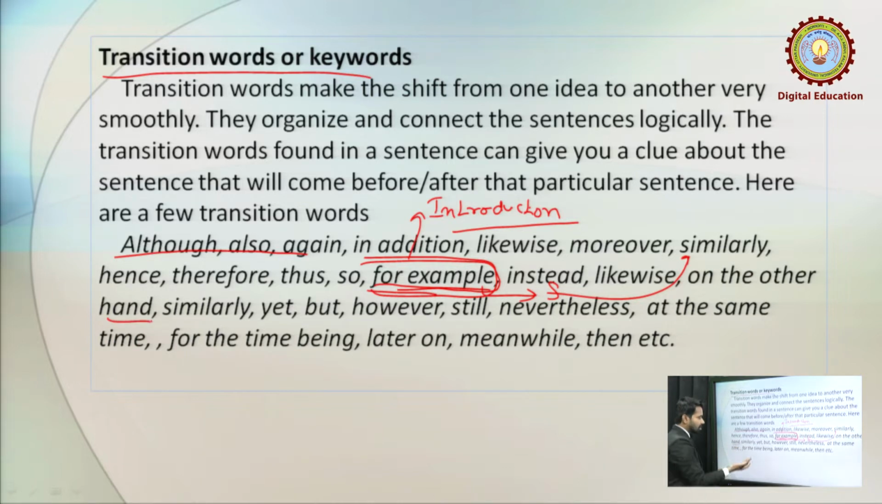Next, we have more, some, yet, but, however. Whenever you talk about something contradictory, you can use but or however, and even you can use also or again. These are the connectors. You may get a clue from keywords.